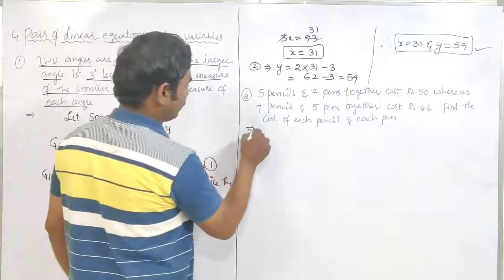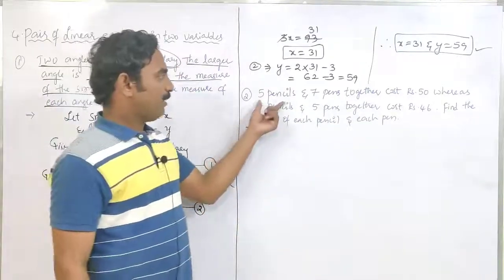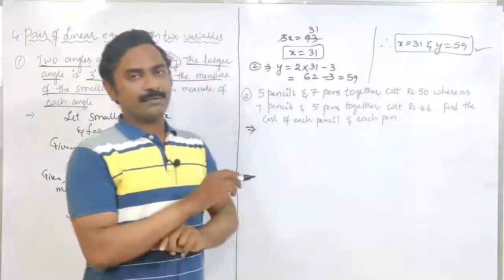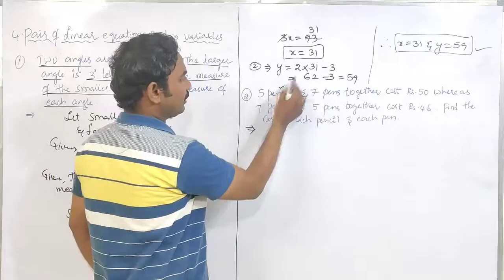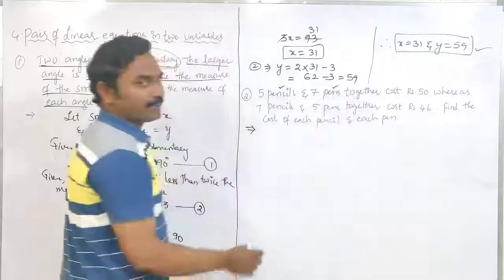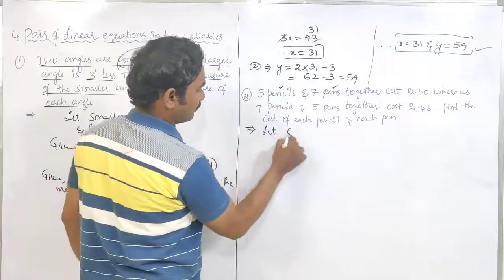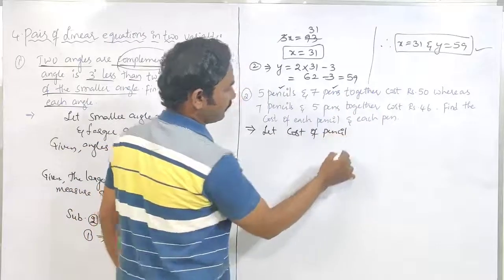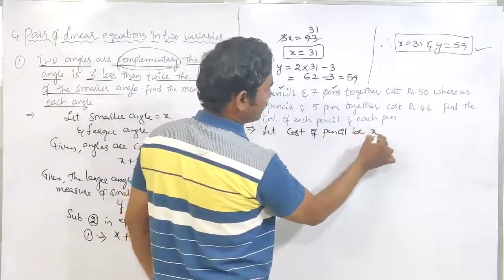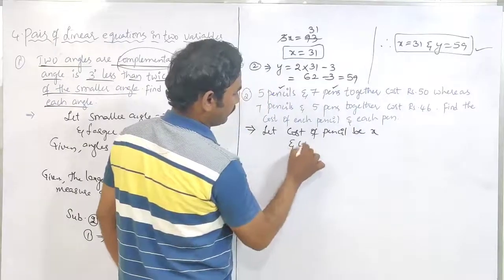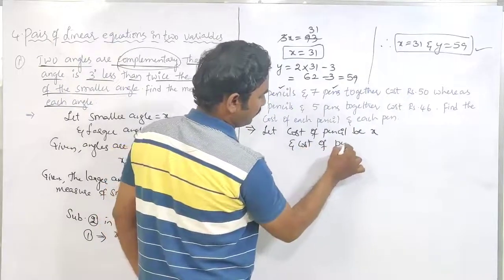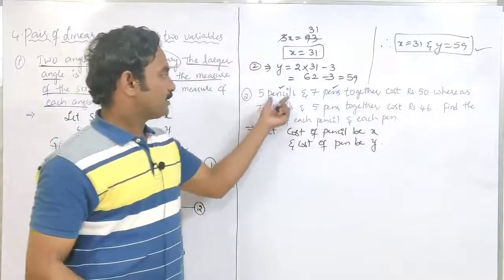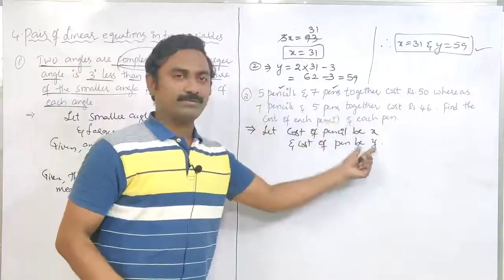Now look at the next question. 5 pencils and 7 pens together cost 50 rupees. But we don't know the cost of a pencil and the cost of a pen. Let the cost of a pencil be x and the cost of a pen be y. Let us take cost of pencil is x and cost of pen is y.